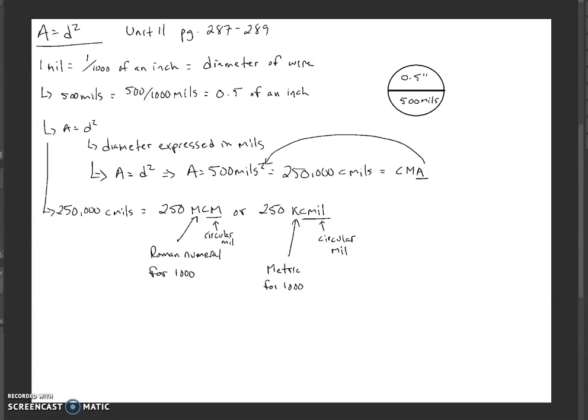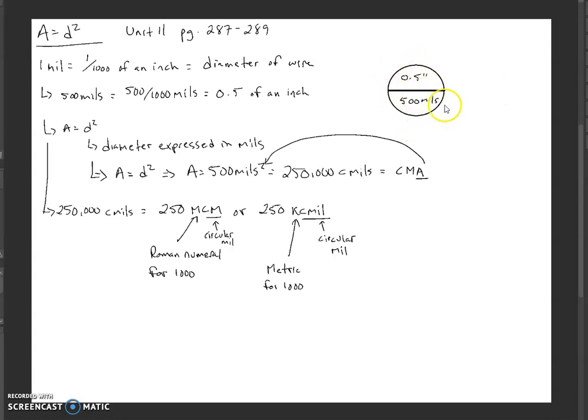So this is a recap on the area equals diameter squared exercise, where we were talking about conductor sizes. This is Unit 11, pages 287 to 289, and it deals with this scenario out of Delmar's. I did a little lesson on surface area and volume. You might want to review that lesson that dealt with circular mils and square mils, as it all ties into this exercise.